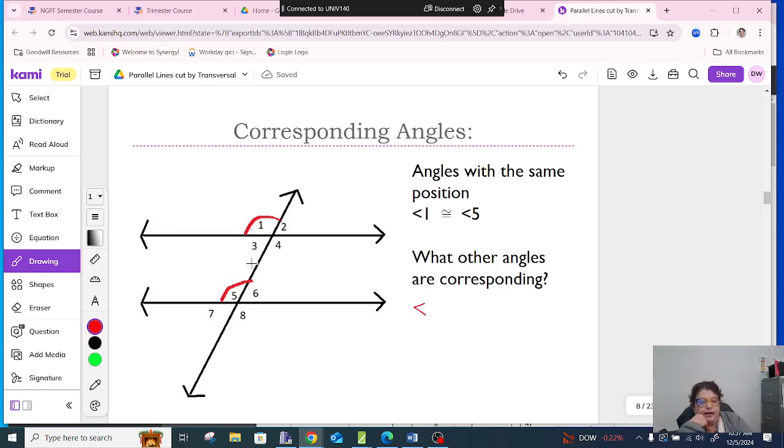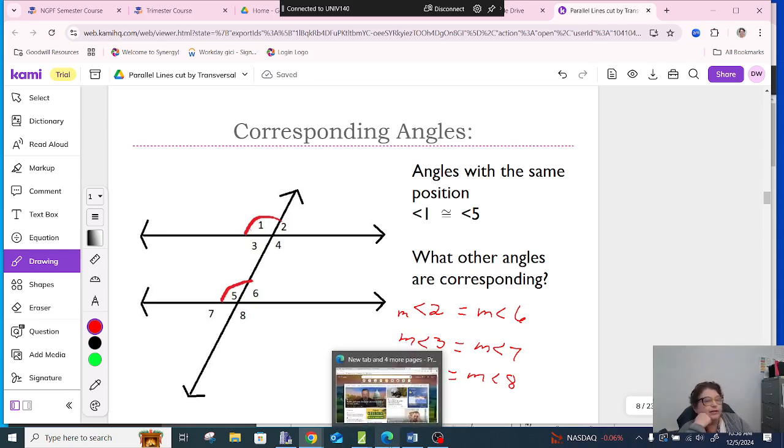2 and 6. So the measure of angle 2 would be equal to the measure of angle 6. Any others? Yep, give me another pair. 3 and 7. So the measure of angle 3 is going to be equal to the measure of angle 7. There's one more pair. 4 and 8. And those are called corresponding because they're in the same kind of positioning.